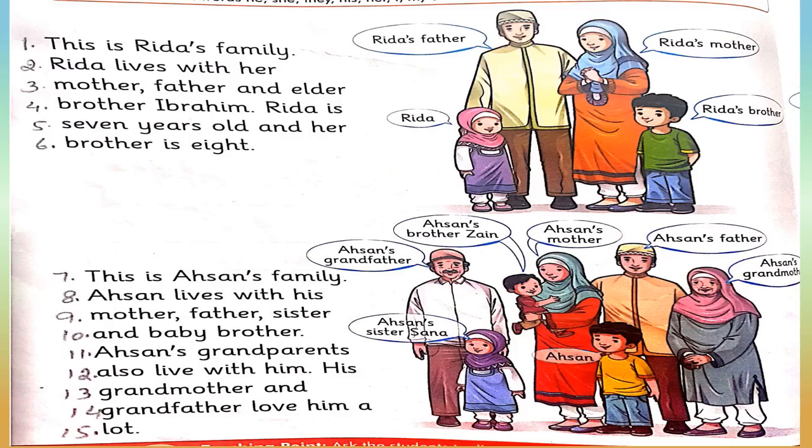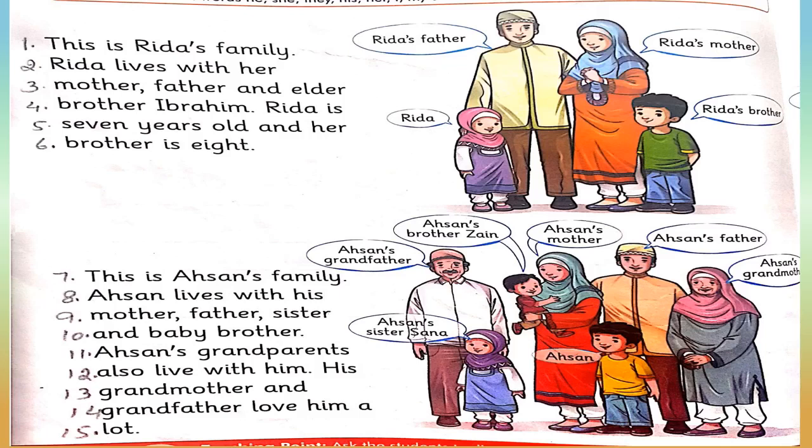This is Rida's family. Rida's family means family of Rida. Line number 2: Rida lives with her mother, father, and elder brother Ibrahim. Elder means person of a greater age, which means brother Ibrahim is bigger than Rida.